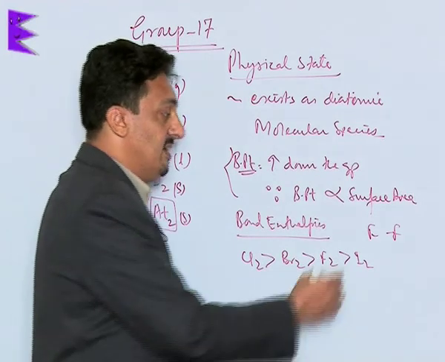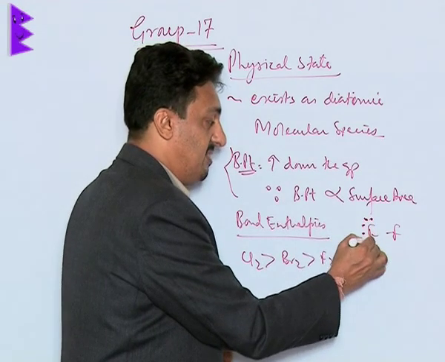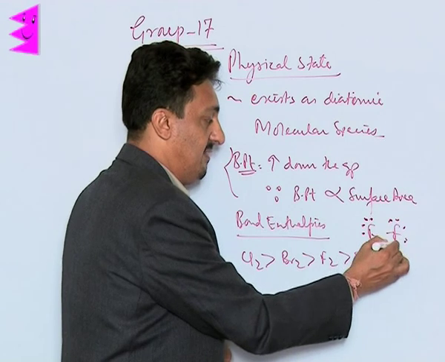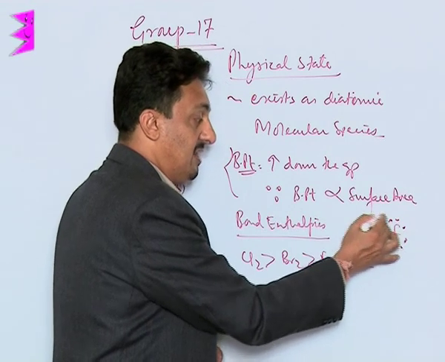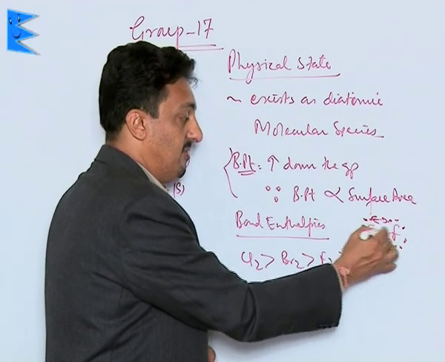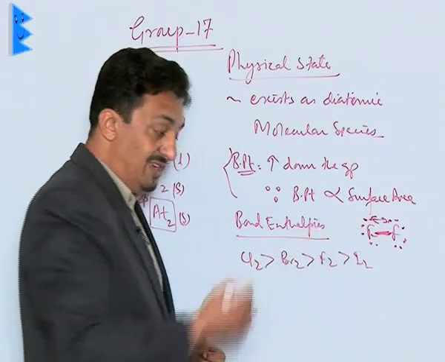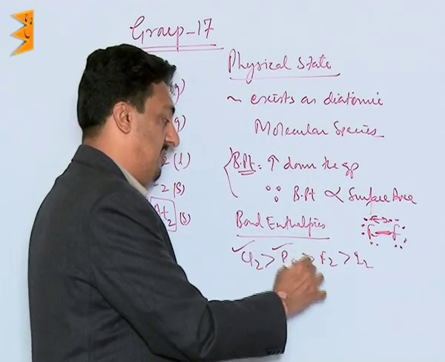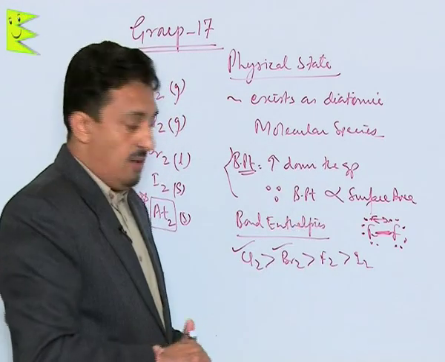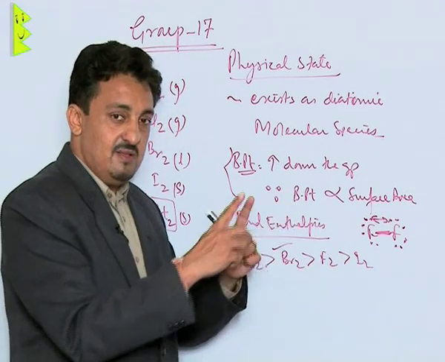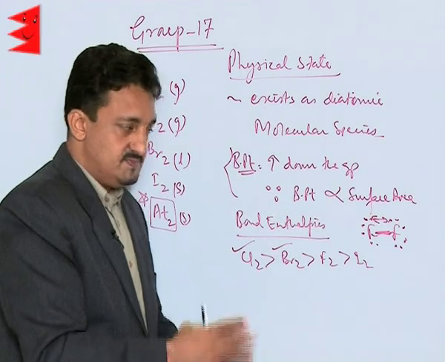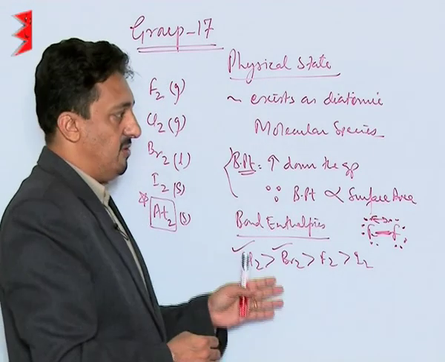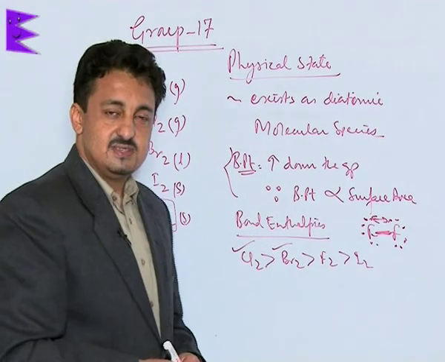The reason is that the three lone pairs which the small-sized fluorines are having cause a lot of inter-electronic repulsions, due to which this bond becomes very, very weak. As a result, chlorine dominates, bromine dominates, fluorine comes in the third number. Why do they dominate? Because their sizes are bigger, so the repulsions are less. So this is bond enthalpy and the physical state.